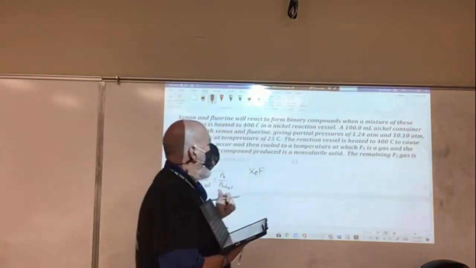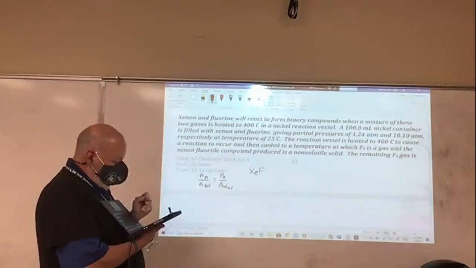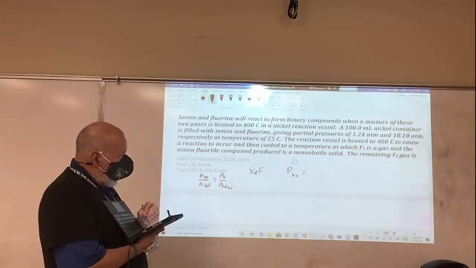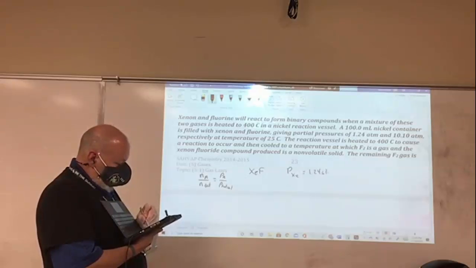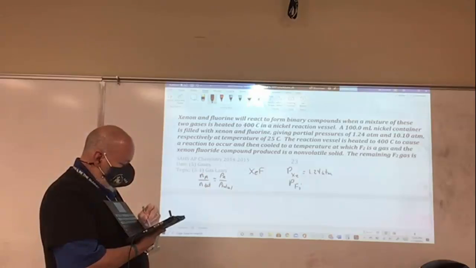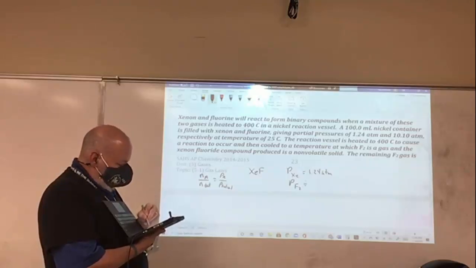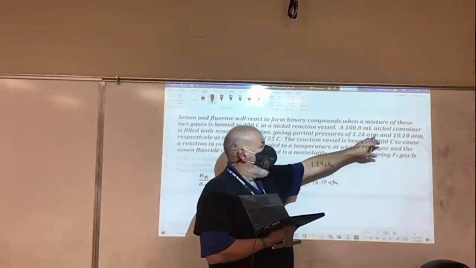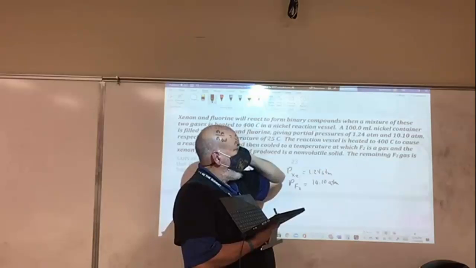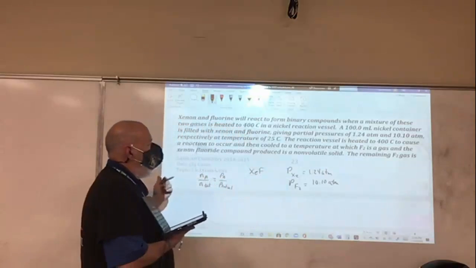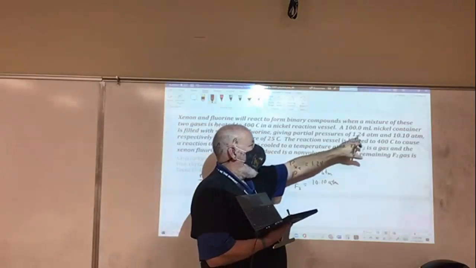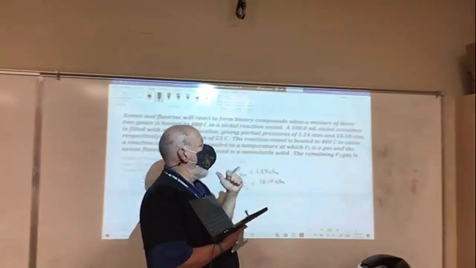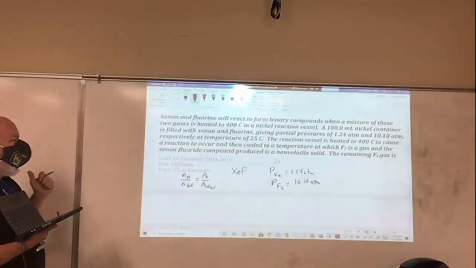So a 100 milliliter nickel container is filled with xenon and fluorine. Okay, and so I know that my partial pressure of xenon in this vessel is 1.24 atmospheres. And I know that the partial pressure of fluorine, that's F2, is 10.10 atmospheres. Okay? And because we're going to say that my starting and ending conditions are going to be the same, and we'll see that here in just a second, I could treat these as if they're a number of moles instead of atmospheres. I can literally say that's the same thing as the number of moles.